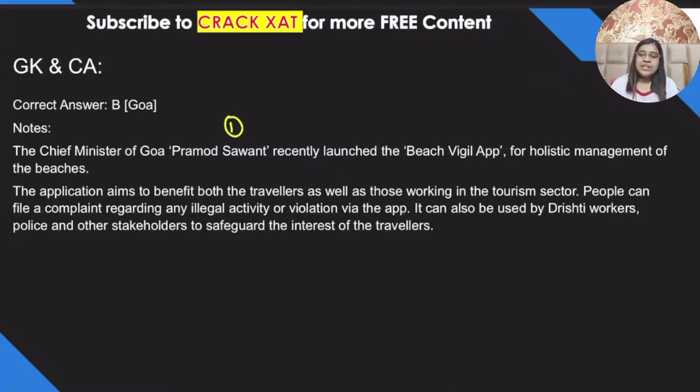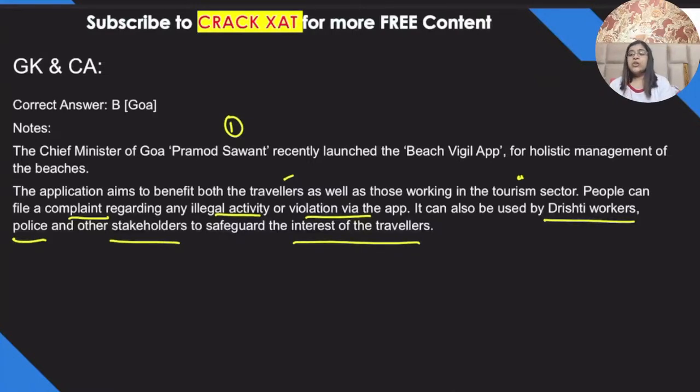Yes, and capital is Panaji, Komal. Yeah, correct. The application aims to benefit both the travelers as well as those working in the tourism sector. People can file a complaint regarding any illegal activity or violation via the app, and it can also be used by drishti workers, police and other stakeholders to safeguard the interest of the travelers. New airport is getting built up, Mopa Airport. Correct, Piyush Bamsi. Very nice. Excellent. You guys are amazing.